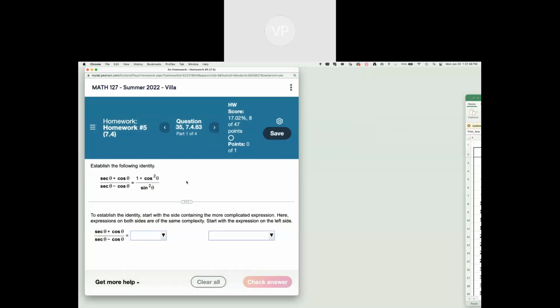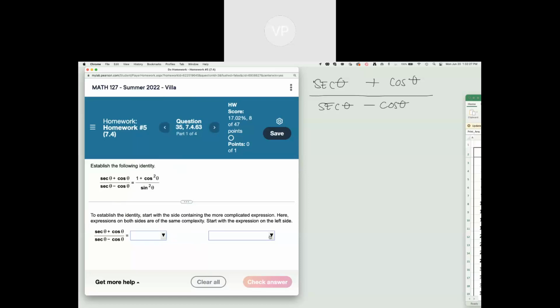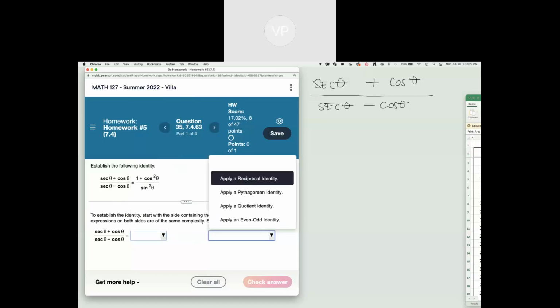Okay, let's do a couple more of these here. So I'm going to work on, again, the left side of this. And let's see what we have. We have a secant theta plus cosine theta all over a secant theta minus a cosine theta. Okay, so now, maybe you know where to go, maybe you don't. Let's look at what they say. All right, to establish identity, start with the side containing that. And now they give you some options, which is nice, and the justification.